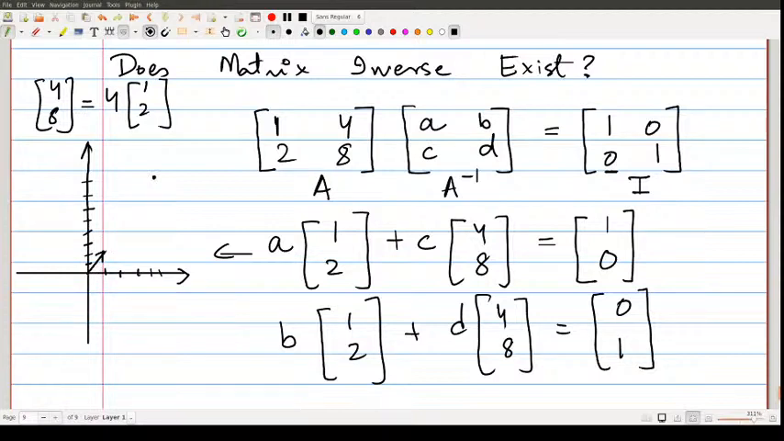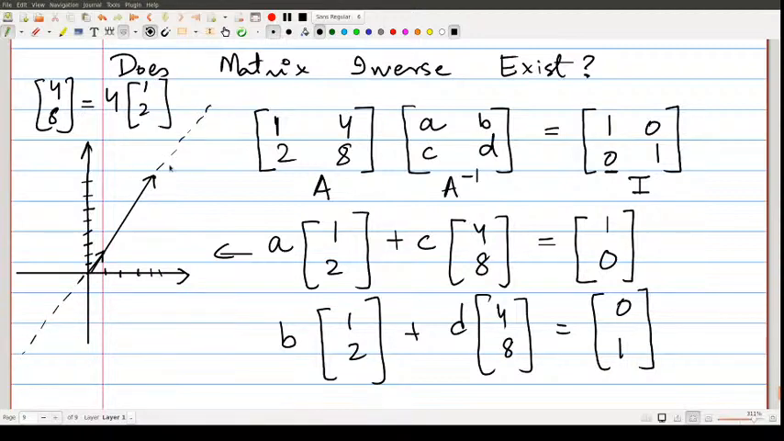So this vector gets multiplied by 4. What does this tell me? It tells me that these two vectors are in the same direction. The columns of A are going in the same direction, which means any linear combination of them is stuck in this line.